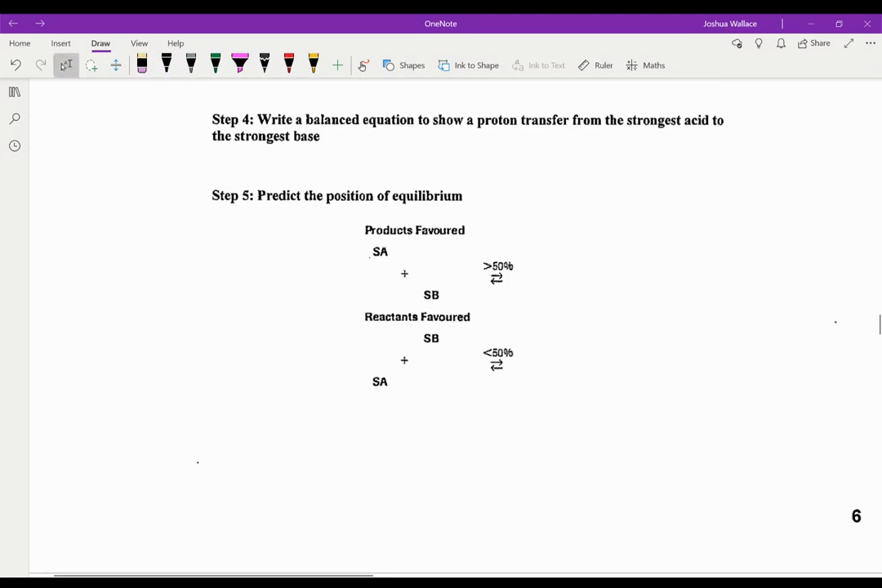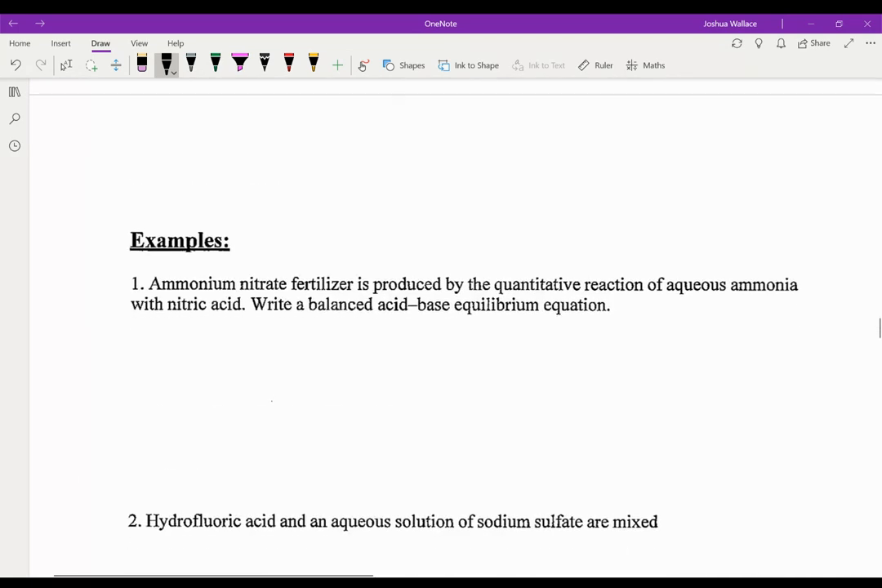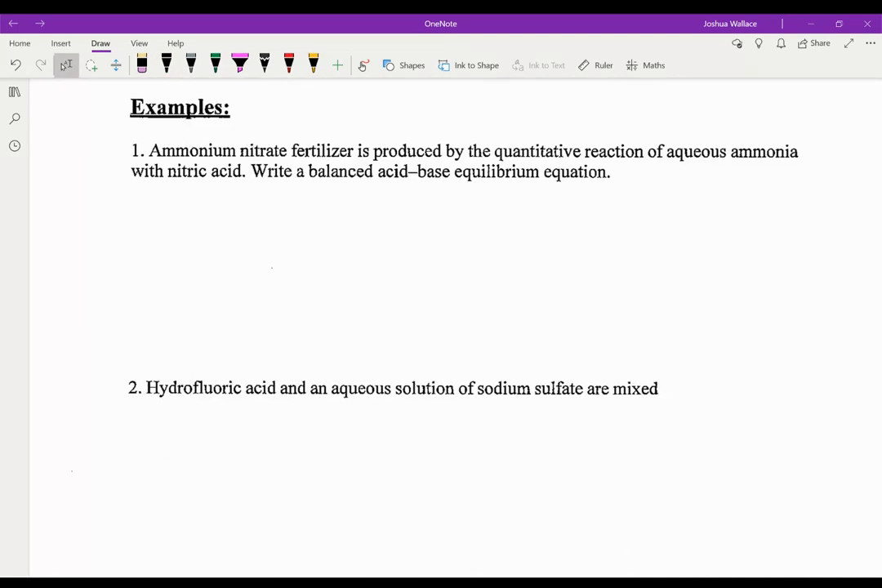And then step 5, predict the position of equilibrium, whether it's going to favor the products or favor the reactants. So we know here, going to favor products. This will favor reactants. Have some examples here. I'm going to let you look at 2 of these.